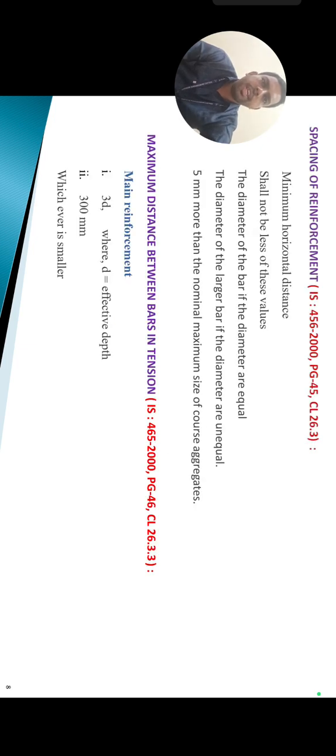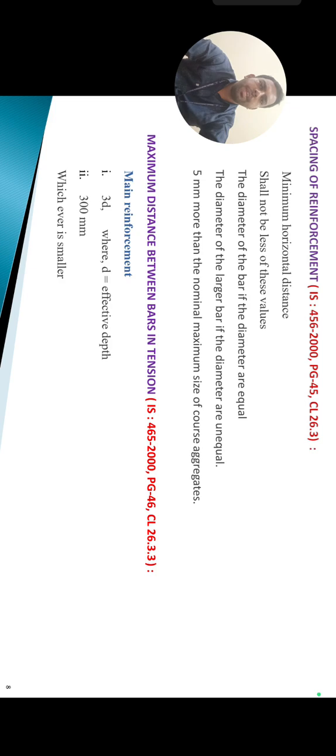Next one, spacing of the reinforcement. You have to provide, at those particular locations, a minimum horizontal distance between bars that shall not be less than the diameter of the bar if the diameters of all the bars are equal, or the diameter of the larger bar if the diameters of the bars are unequal. In that case, you have to provide the larger diameter's length, and 5 mm more than the nominal maximum size of aggregate. Based upon these three conditions, the lesser value should be taken as the spacing of the reinforcement, and it is explained in clause number 26.3 on page number 45 in IS 456 2000.